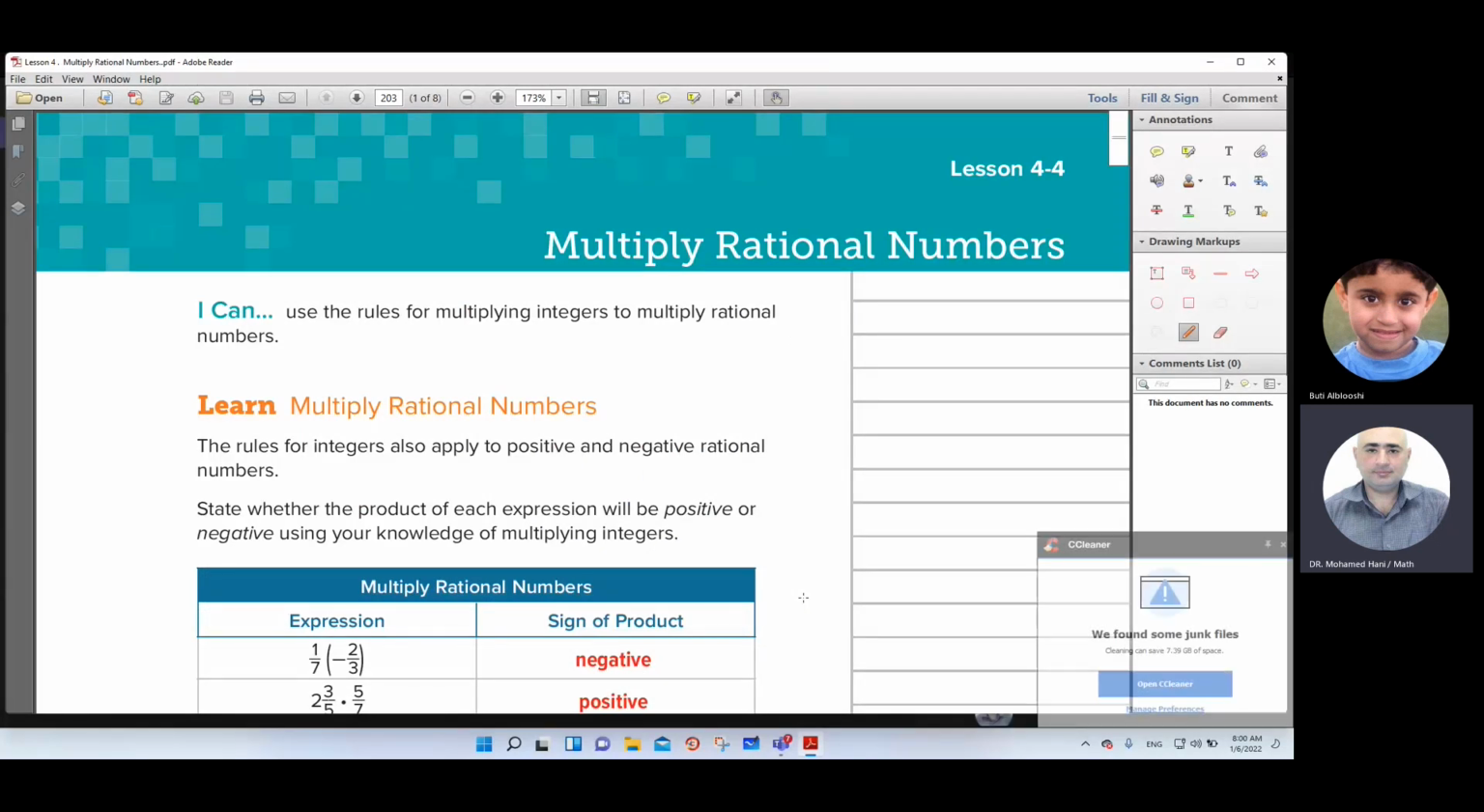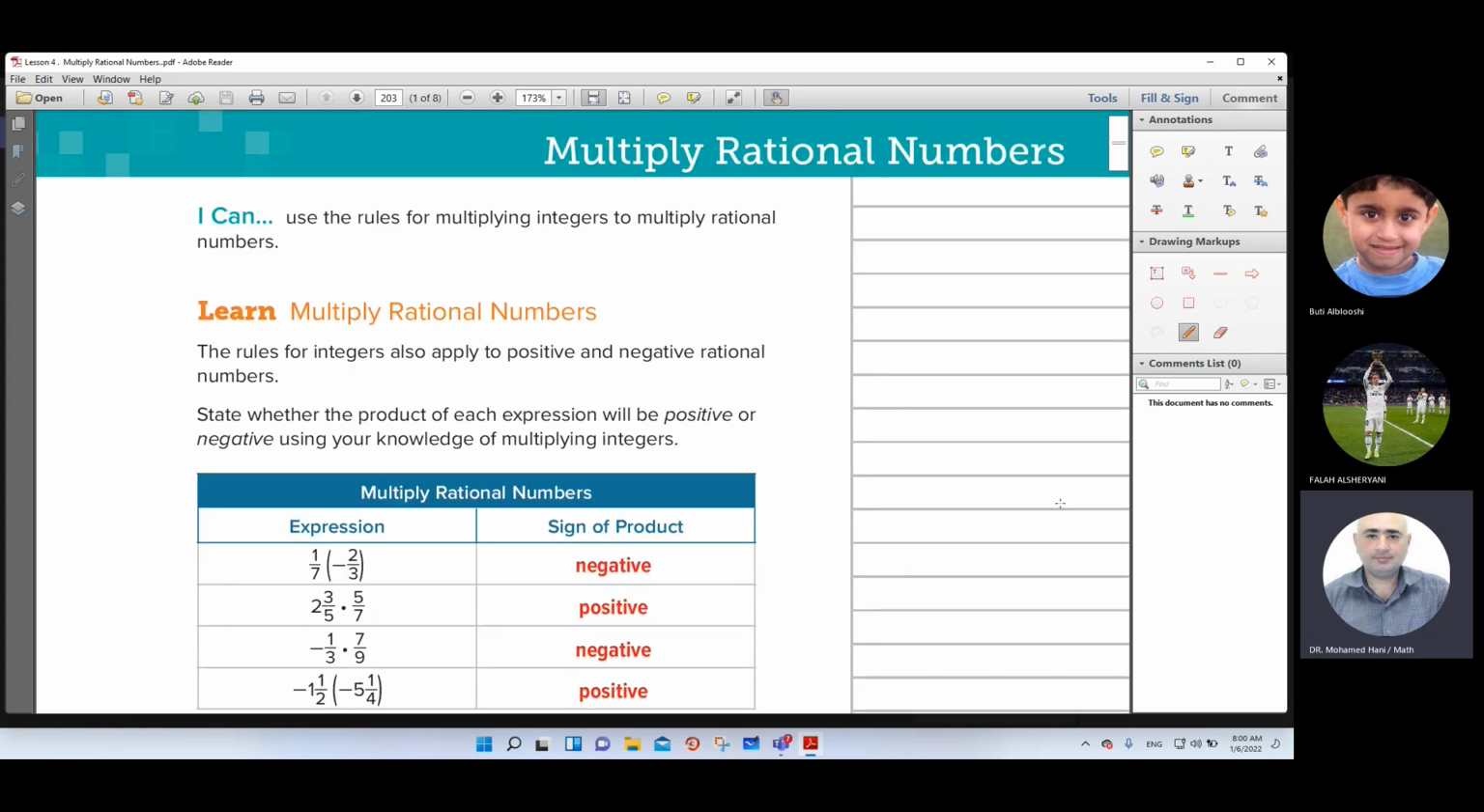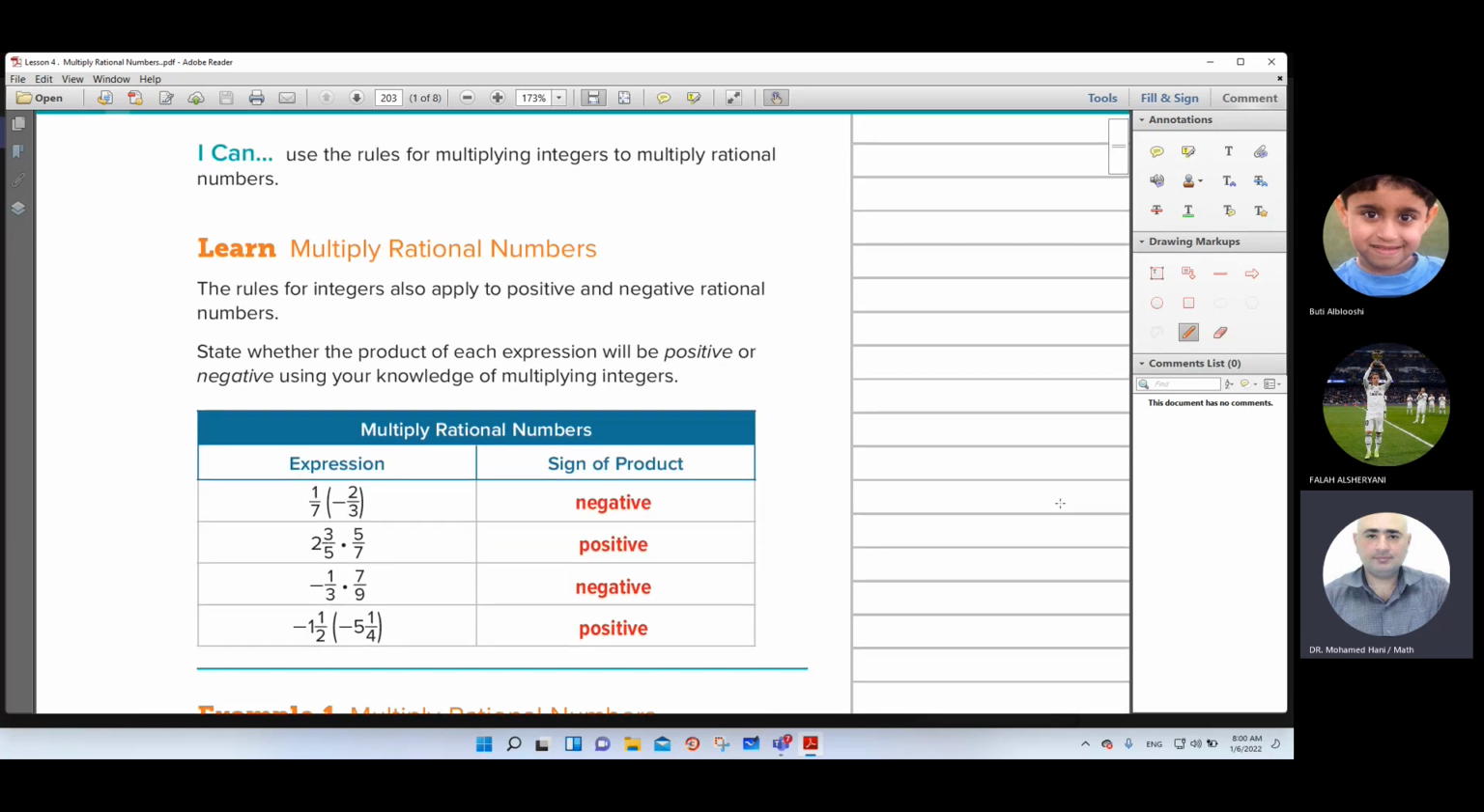Math grade 7. We are in module 4, lesson 4. Multiply rational numbers. So in this lesson we want to use the rules for multiplying integers to multiply rational numbers. The rules for integers also apply to positive and negative rational numbers.